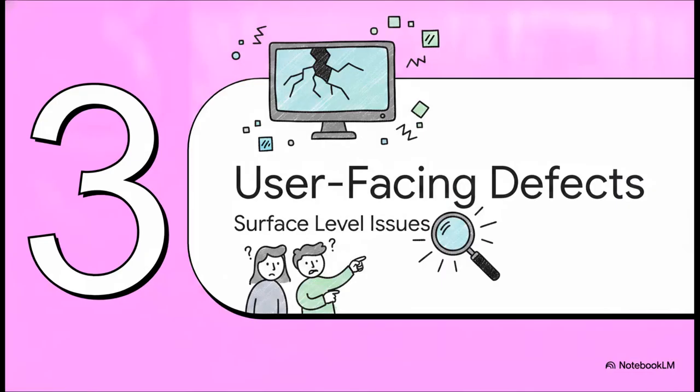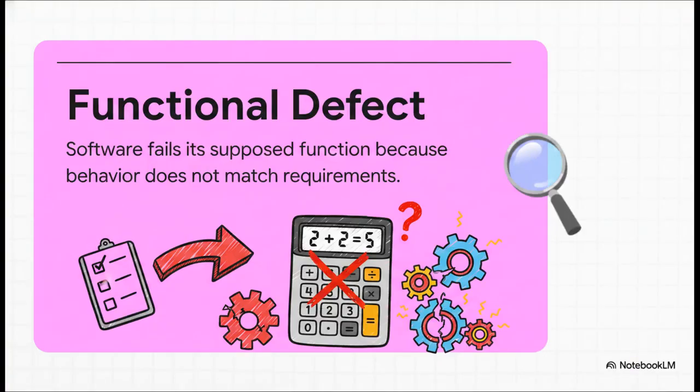All right, Section 3, user-facing software defects. Let's rapidly categorize these, starting with the ones you experience directly. Now, what's really interesting about this slide is that a functional defect is the most fundamental failure of a software's real purpose. This happens when the software just does not do what it is supposed to do, because the behavior simply doesn't match the given requirements. Look at it this way. If a calculator app adds 2 and 2 and gives you 5, well, that's a functional defect. It's totally failing its primary job.